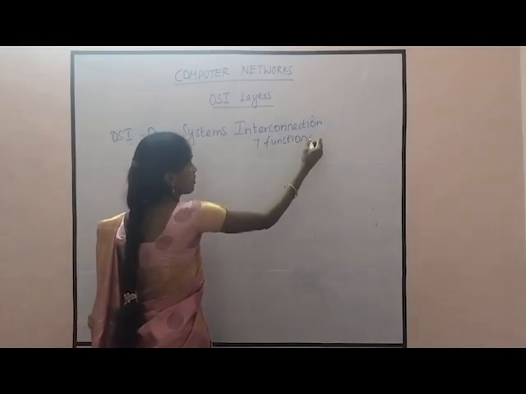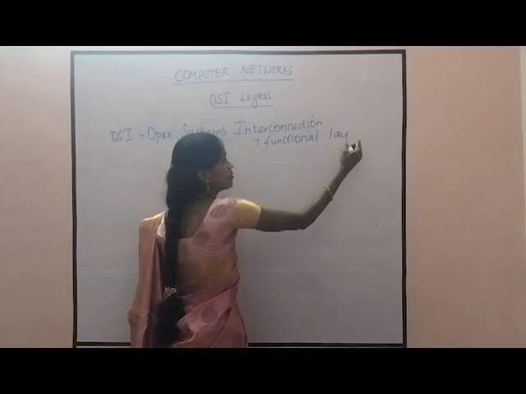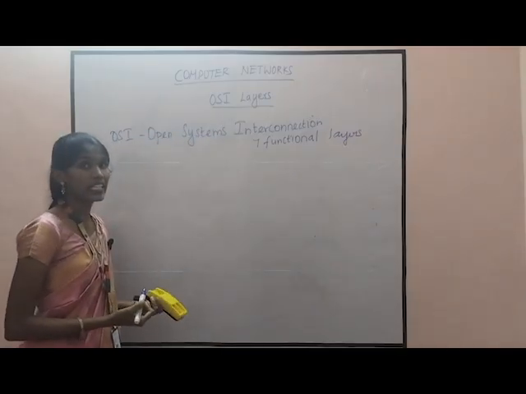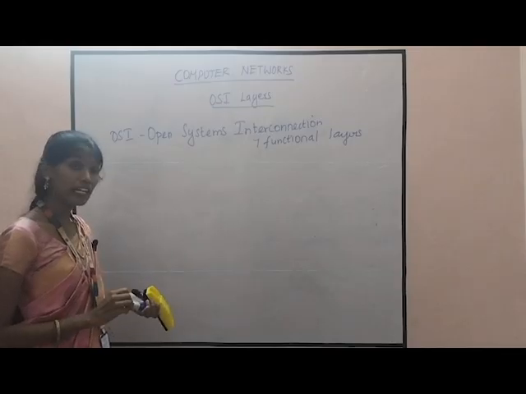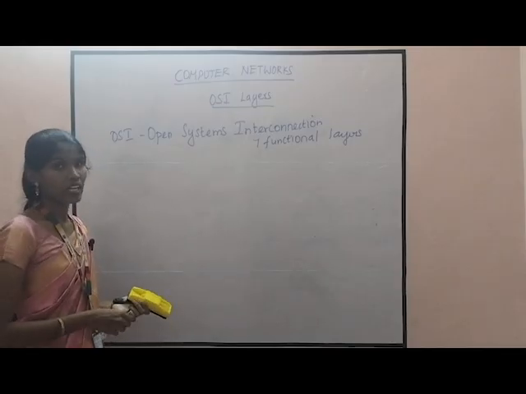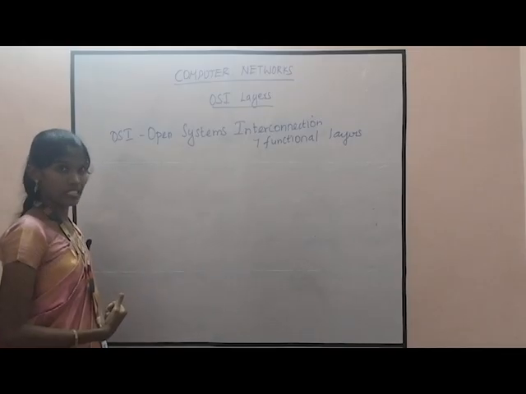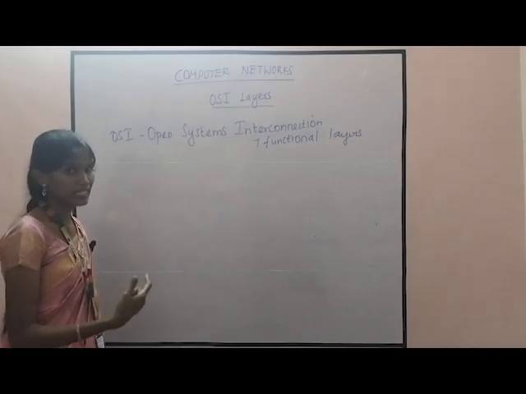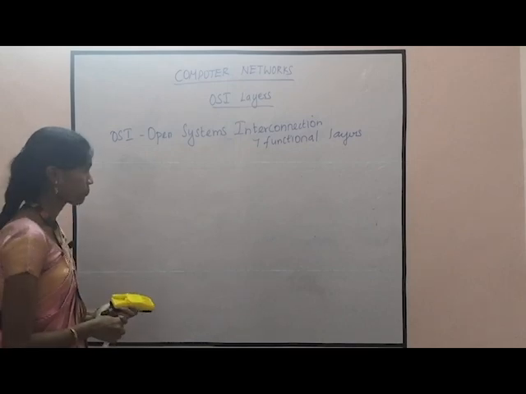So, from the name itself, it is understood that we cannot see or segregate these 7 layers, but they are functionally segregated. Now, let me write down all the 7 layers. Then, I will teach you one after the other the detailed representation of each layer.